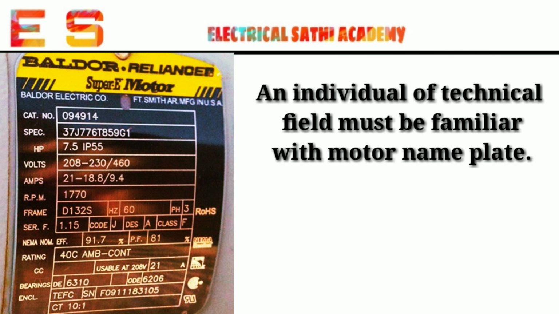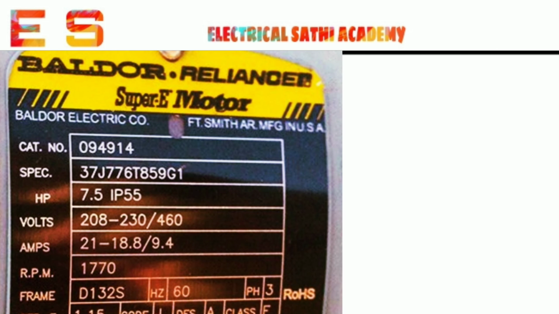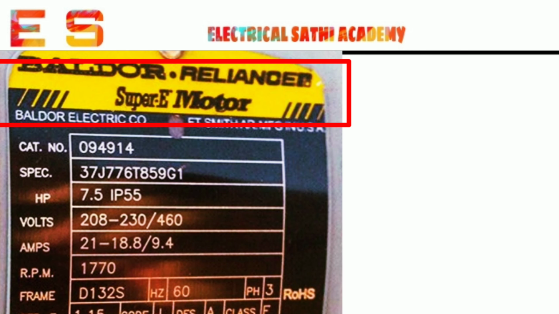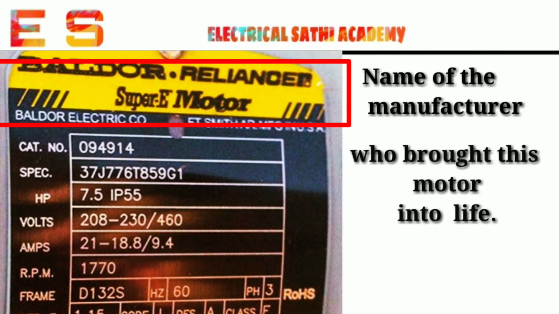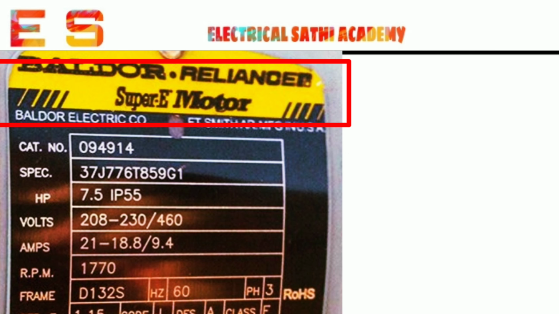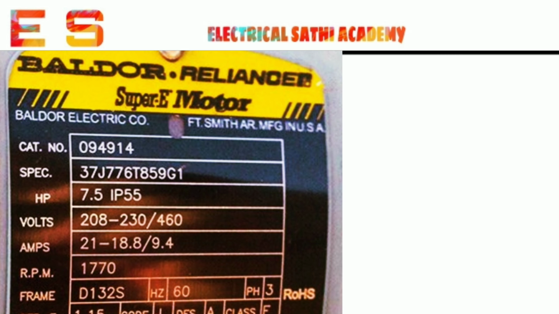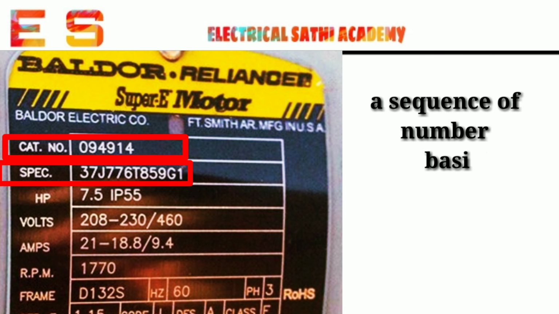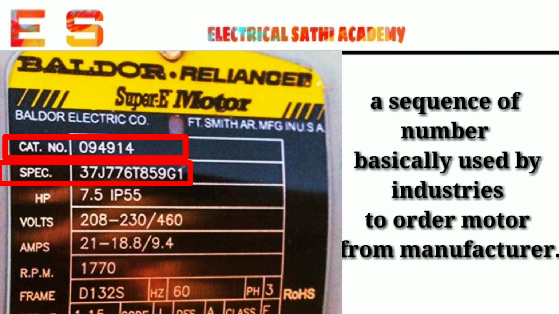As you can see, this is our motor nameplate. On the top of the motor nameplate, there is the name of the manufacturer who brought this motor into life. It says Baldor Electric Corporation. Below it has CAT number and specifications number. These are basically a sequence of numbers. They are used by the industries to order motors from the manufacturer.